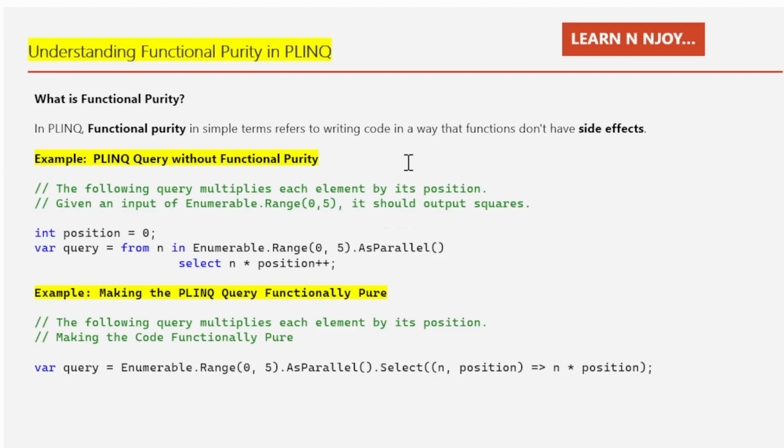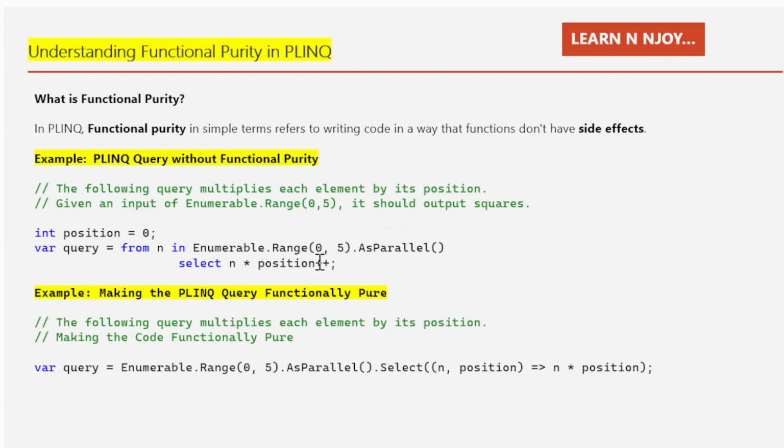Here we have a query that multiplies each element of a range by its position. Take a look at the code snippet. Example number 1 shows a PLINQ query without functional purity. I have written int position = 0. Then I have written one PLINQ query: query = from Enumerable.Range(0, 5).AsParallel().Select(n => n * position++). In this example, the query is trying to achieve a specific task, but it is using the variable position, which is placed outside of the query, to keep track of the position. To make matters worse, position is being modified with each iteration, because we have written position++ here, which is a classic example of a side effect that we don't want.